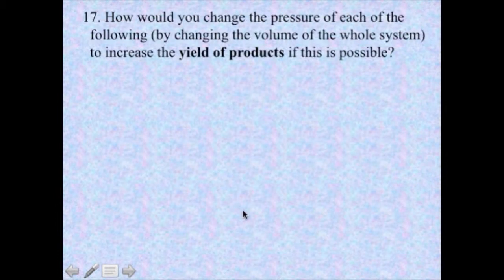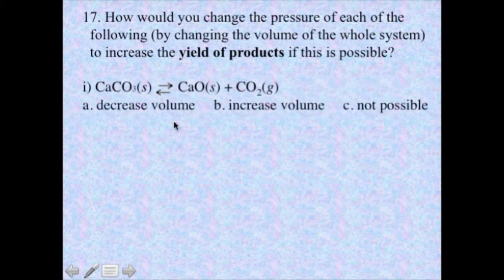How would you change the pressure of each of the following by changing the volume of the whole system to increase the yield of products, if this is possible? So on this one, here's calcium carbonate solid, forms calcium oxide solid plus carbon dioxide gas. You have 1 gaseous mole on the product side. So would we decrease volume, increase volume, or is it not possible that volume is going to have anything to do with this?